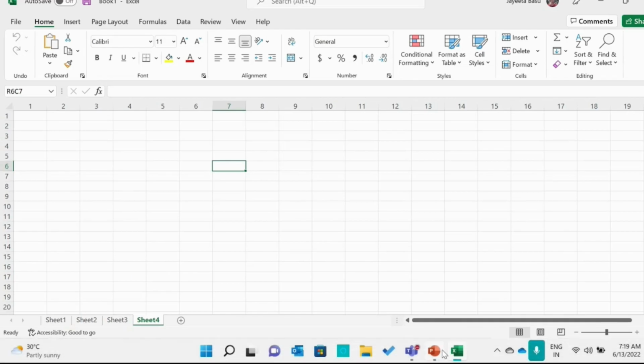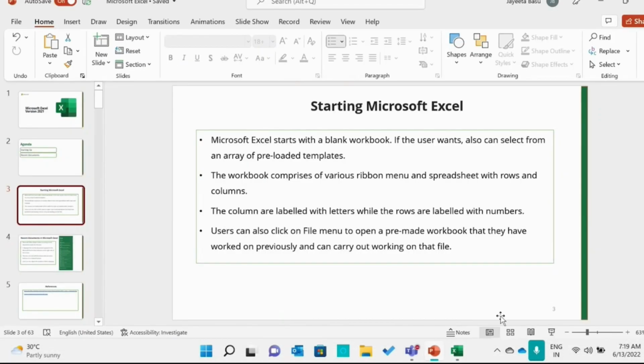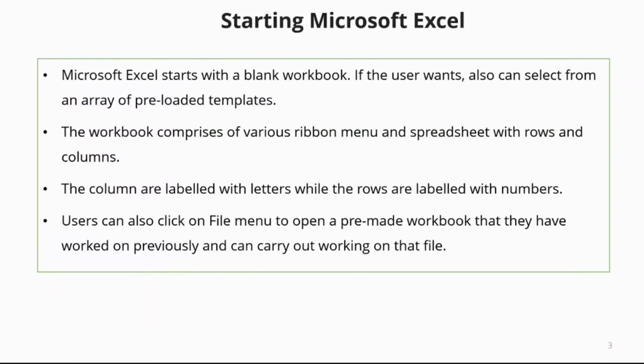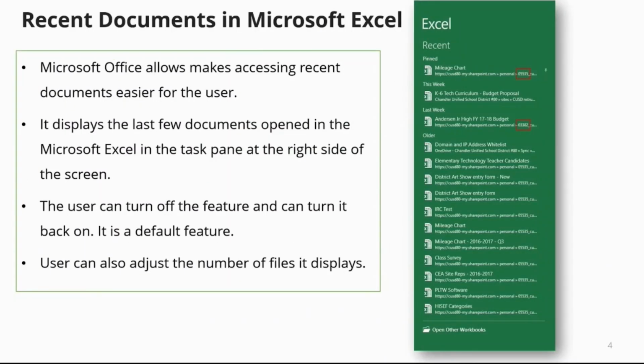Now let's go back to the document again. Next is about recent documents in Microsoft Excel. Microsoft Office makes accessing recent documents easier. It displays the last few documents opened in Microsoft Excel in the task pane. You can turn off and turn back on this feature, and also adjust the number of files it displays.